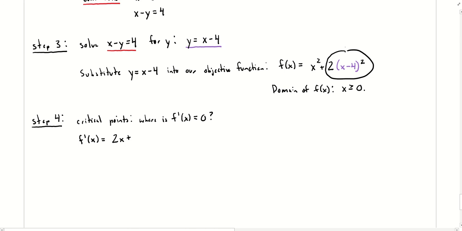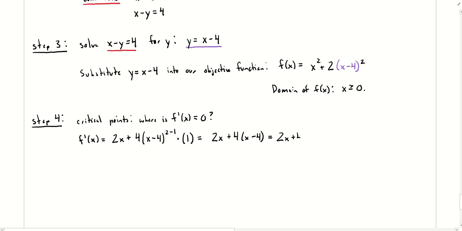It looks like I can use the chain rule. I have 2 times that exponent of 2, so 2 times 2 is 4, times x minus 4, that's going to be raised to the 2 minus 1 using that power rule. And I'm going to multiply that by the derivative of my inner function here, the x minus 4. Derivative of that is just 1. So I get 2x plus 4 times x minus 4, which is 2x plus 4x minus 16, or 6x minus 16.